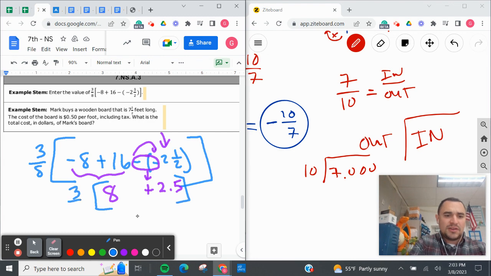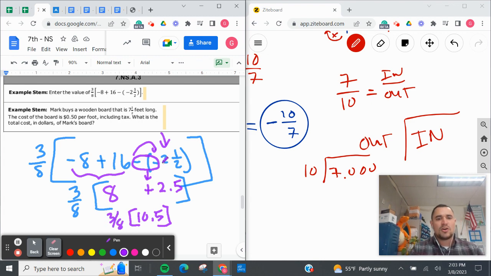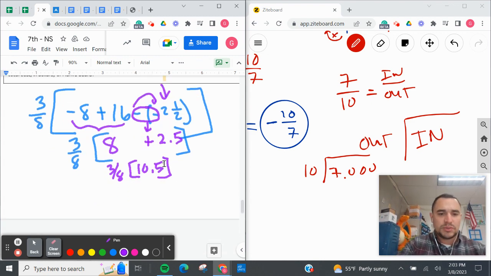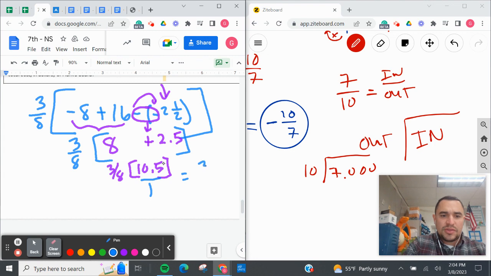So here I have 3/8 brackets, 8 plus 2.5. I know that's going to be 10.5 brackets, and this is still 3/8. And all I'm going to do right now is I'm going to multiply. So 10.5 times 3, because this can be over 1 as well, that is going to be 31.5 over 8. And then you just simply reduce that. So let me make sure 5, 10, 15, carry the 1, 1, yep. So then we got to reduce this. And then you can simplify.